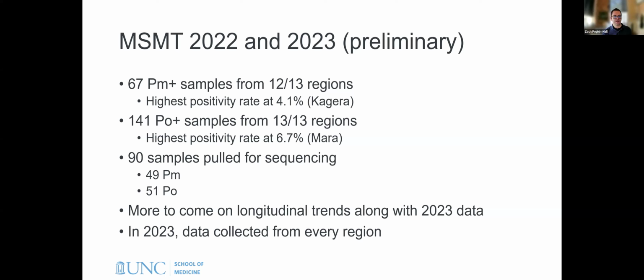And in addition to that, I want to point out that we pulled 90 of these samples to do our genomic work on PM and PO, which those analyses you'll hear more about in just a minute. And there's going to be a lot more analysis done of this data along with the 2023 data. So we'll be able to start characterizing temporal trends, which I think is really the most important thing that we can get out of this study.